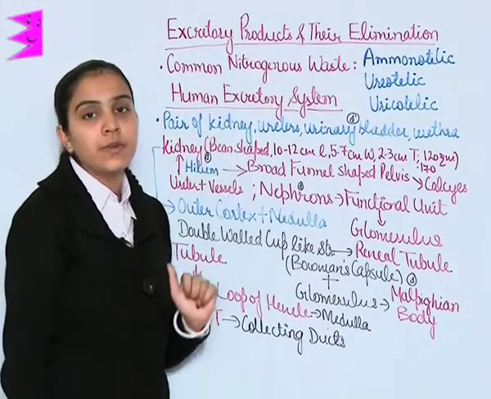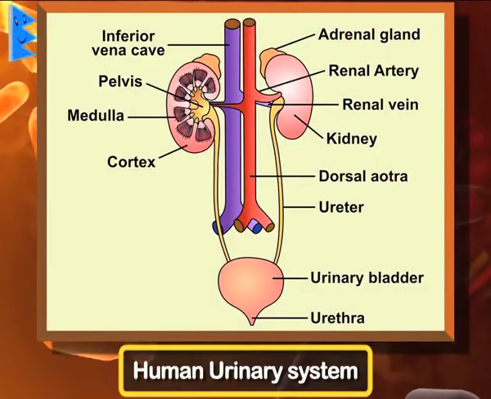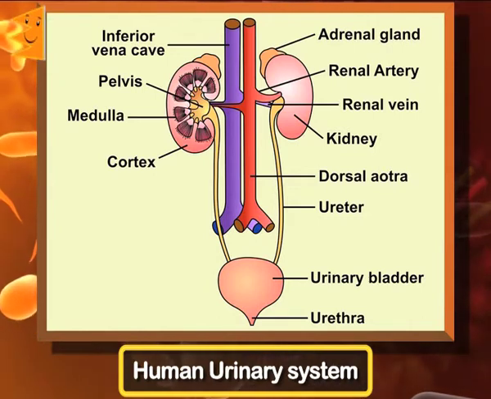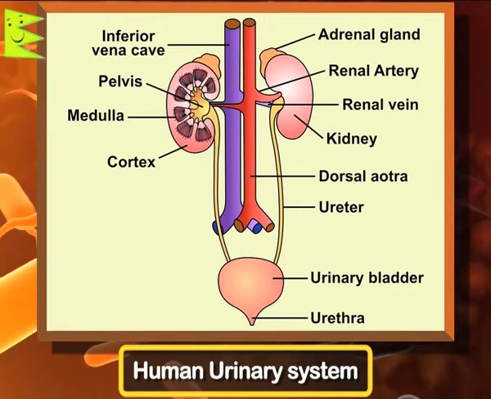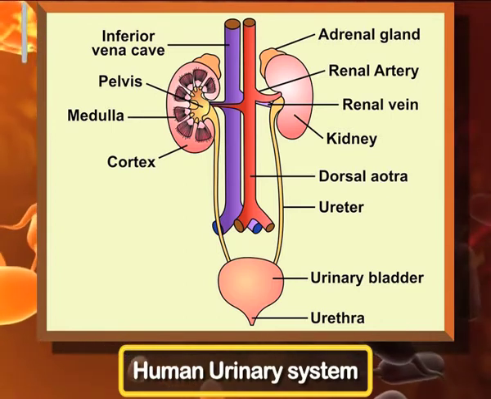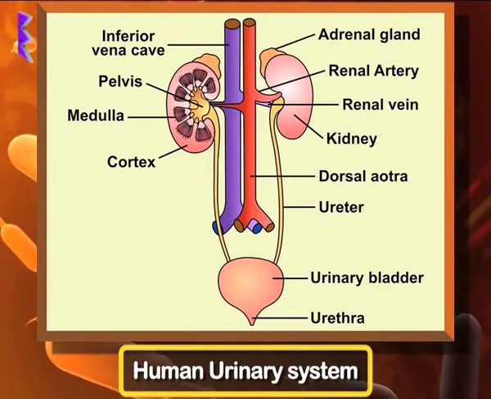Human excretory system. You can see in the diagram, the human excretory system consists of a pair of kidneys, ureters, urinary bladder and a urethra. You can see in the diagram. Now let us understand the kidney.